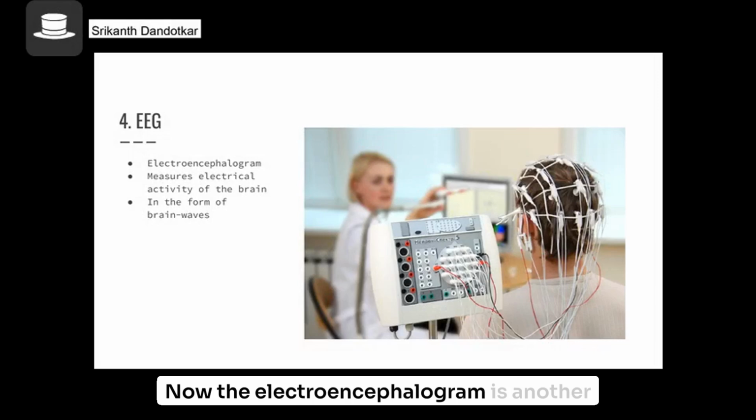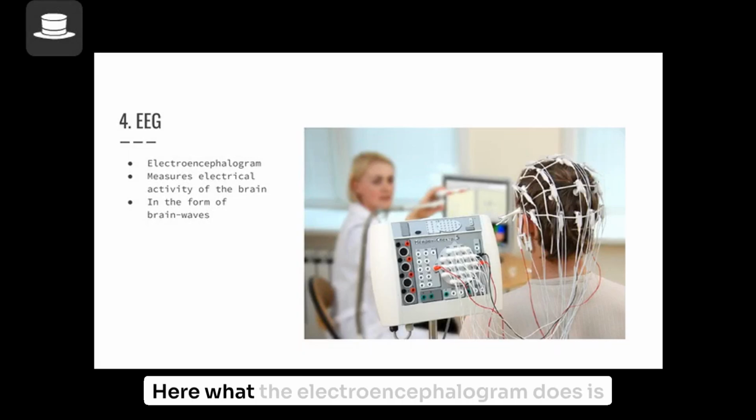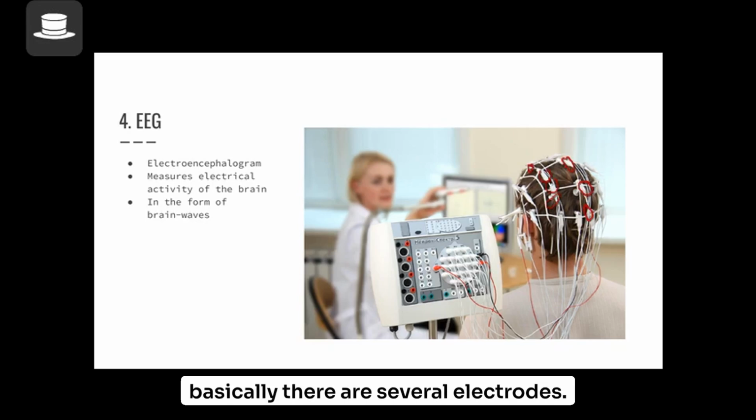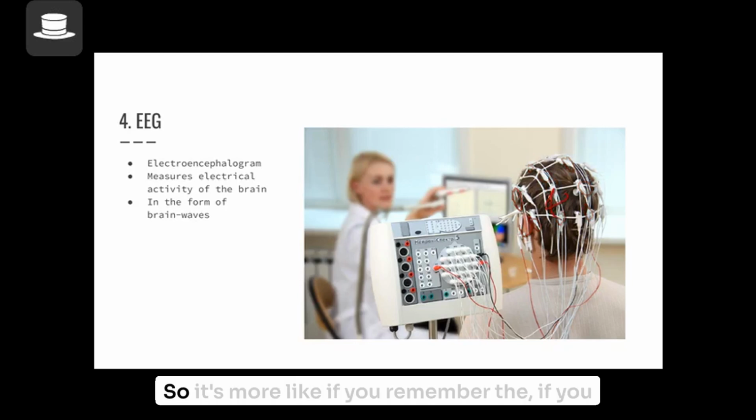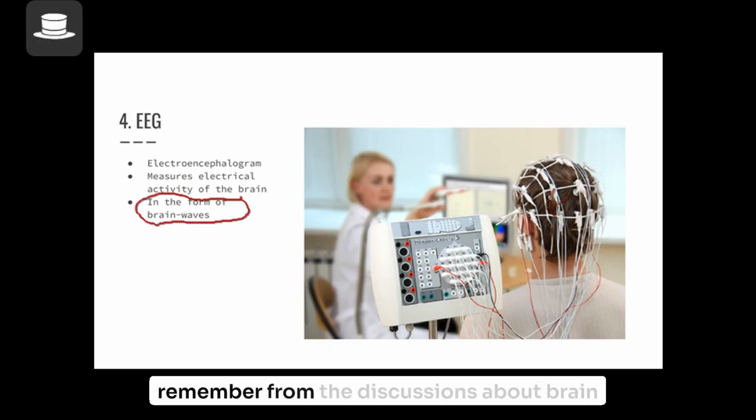Now, the electroencephalogram is another methodology. What the electroencephalogram does is basically use several electrodes that sense the electrical activities of the parts of the brain under the skull. So it's more like, if you remember from your intro to psych discussions about brain waves, stages of brain activity and brain waves.